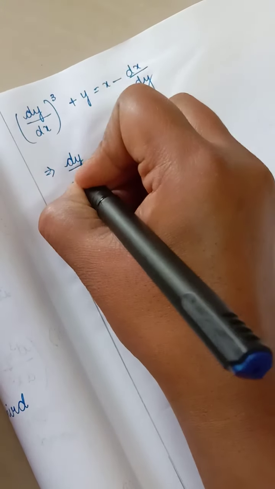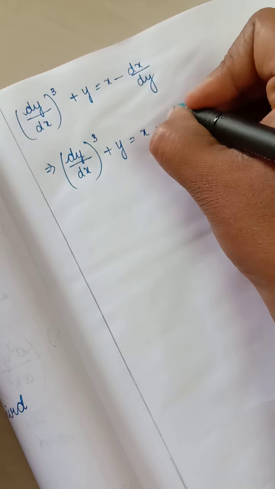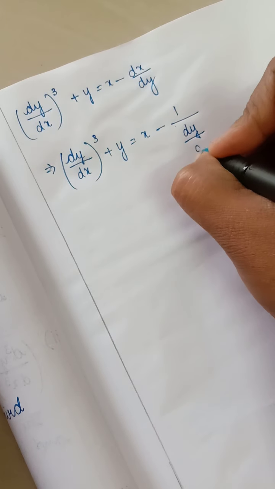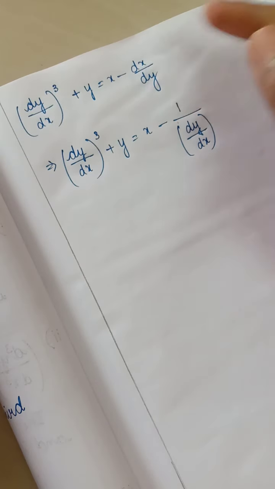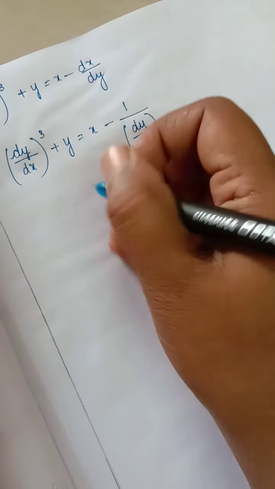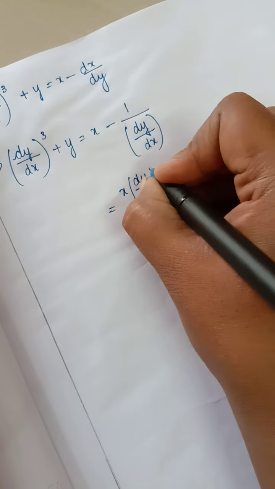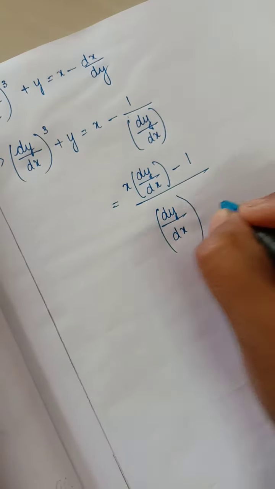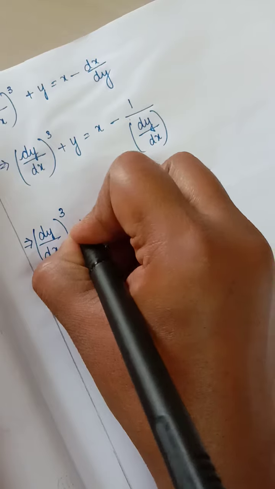(dy/dx)^3 + y = x - 1/(dy/dx). Here we are taking dx/dy as 1 by dy/dx, and if you took the reciprocal, the same term would be obtained. Then I am going to take the LCM for this: x into dy/dx minus 1, over dy/dx, equal to (dy/dx)^3 plus y.